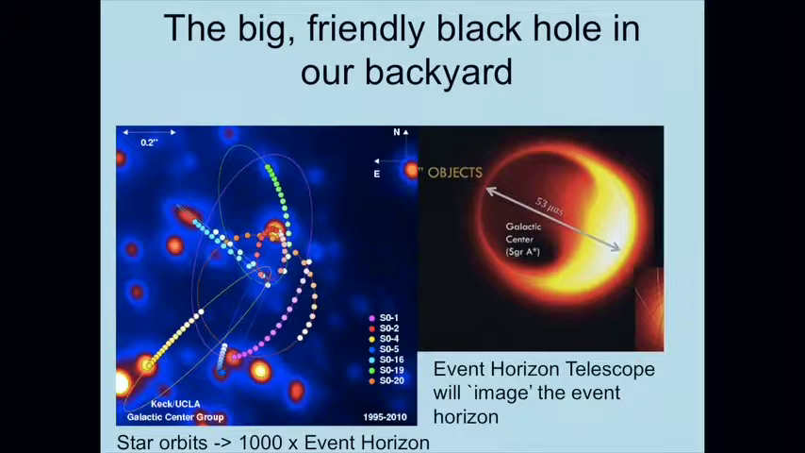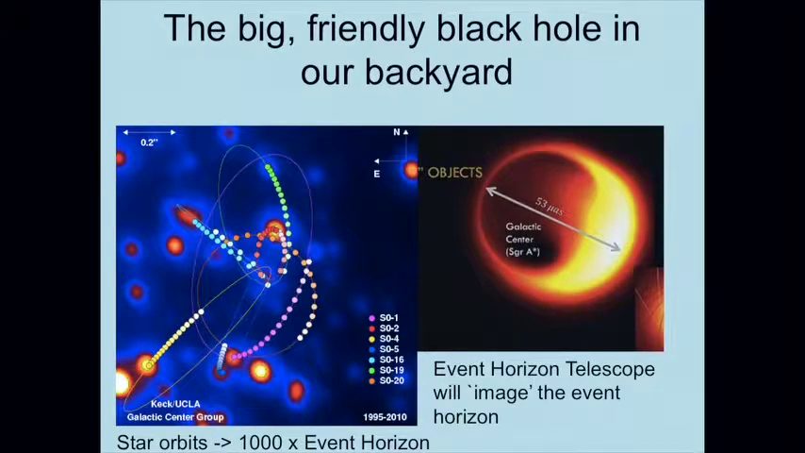It's in the center of our own galaxy. Right in there is what's called Sagittarius A star, a black hole that's between 3 and 4 million times the mass of the sun. And these are the orbits of stars going around it. The dots are actual observations, and the curves are completing the orbit using Kepler's laws. So although some of these stars go really close to the black hole, it's still 1,000 times the event horizon.